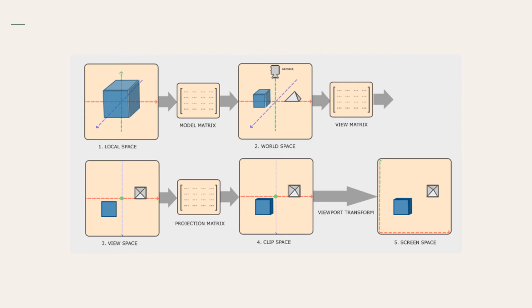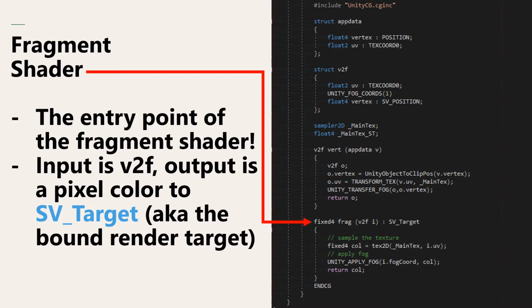We've now made it all the way to the fragment shader. This is the entry point for actually shading pixels. You can see here the input is v2f, which was generated by our vertex function, and the output is a single pixel color, a fixed4, which is just a way of specifying 4 floating point values.